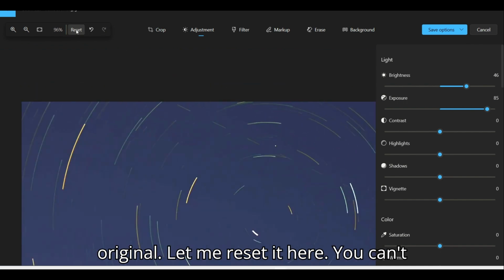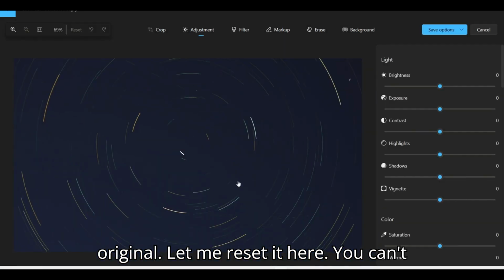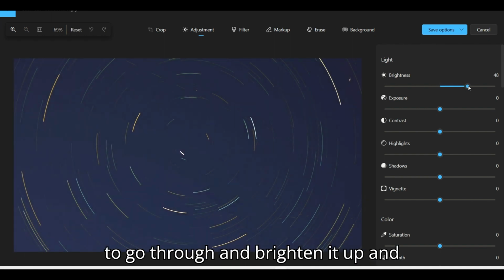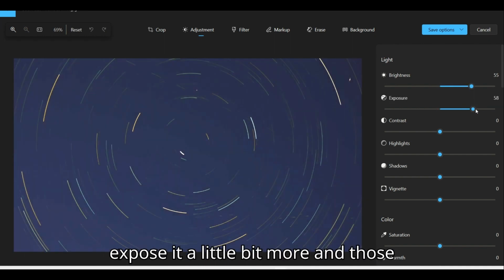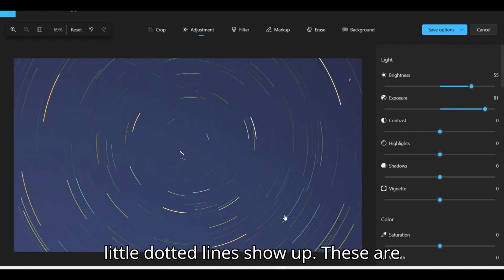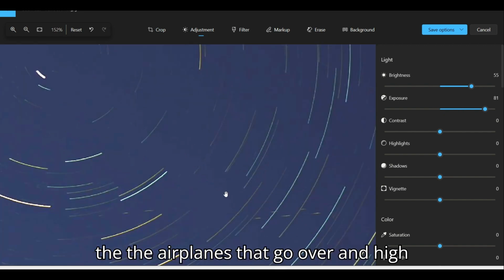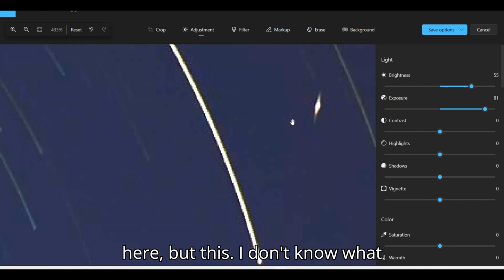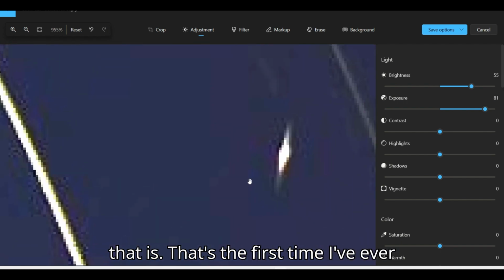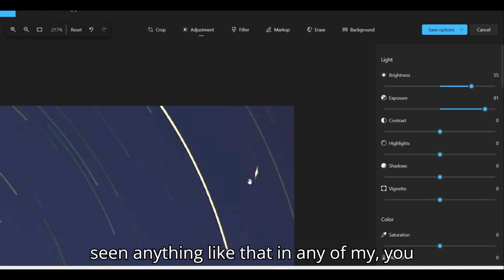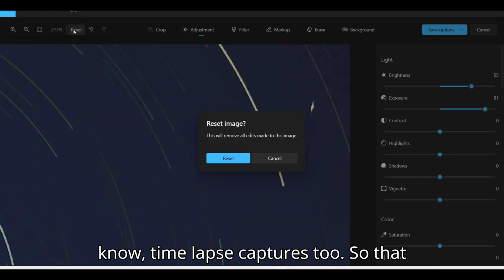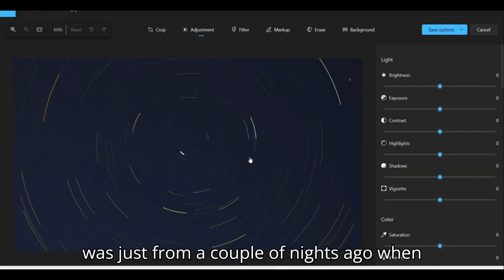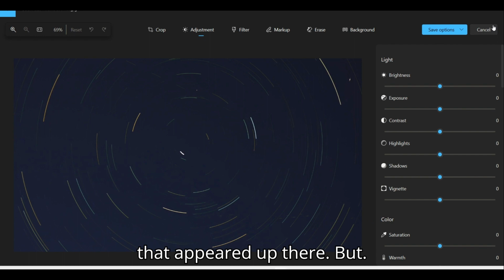But in the original, let me reset it here, you can't really see a lot of that stuff. So I got to go through and brighten it up and expose it a little bit more. And those little dotted lines show up. These are the airplanes that go over and high above. Same thing with this dotted line here. But this, I don't know what that is. That's the first time I've ever seen anything like that in any of my time lapse captures too. So that was just from a couple nights ago when that appeared up there.